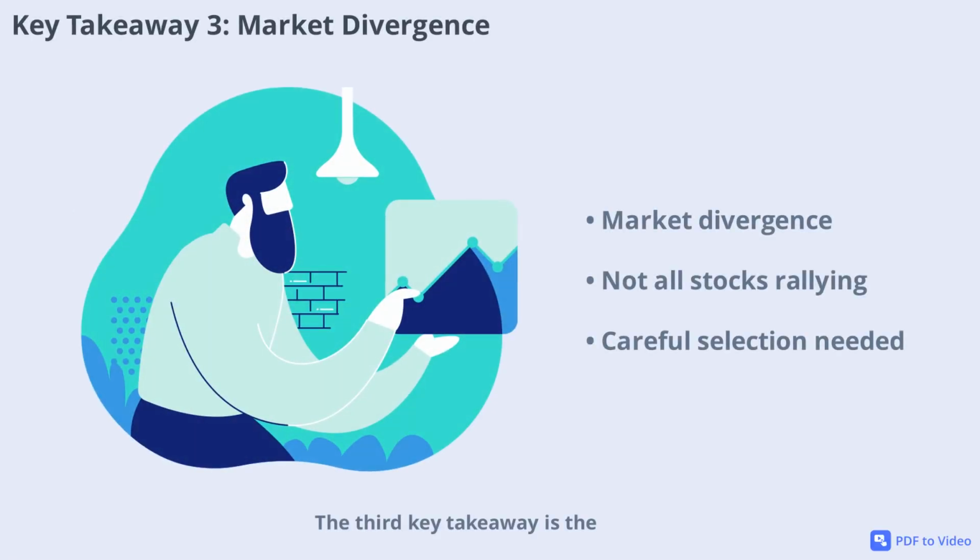Third key takeaway is the emergence of divergence within the market. Not all stocks are benefiting equally from the bullish environment. Some, like MS and Well, have posted negative returns, while others are showing signs of moderating momentum. This highlights the importance of careful stock selection and suggests that investors should not become complacent, even in a strong market.